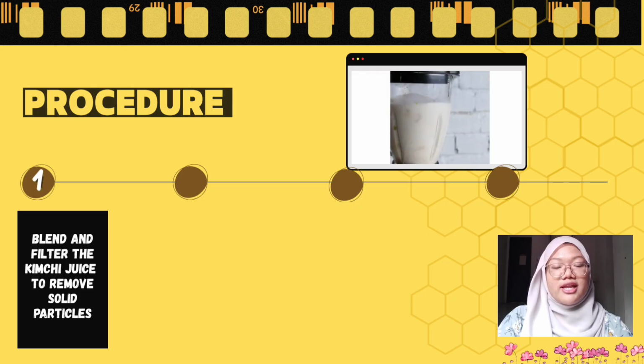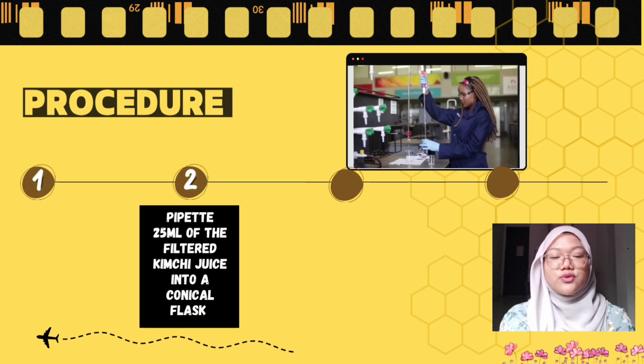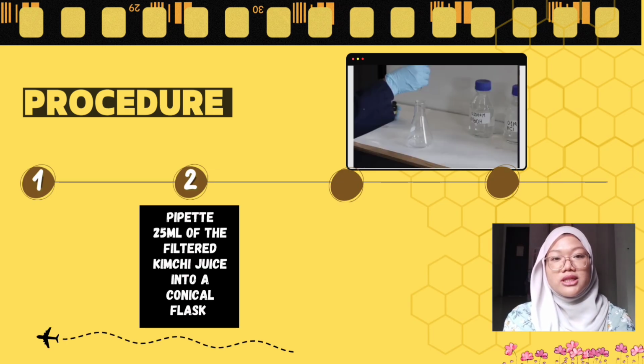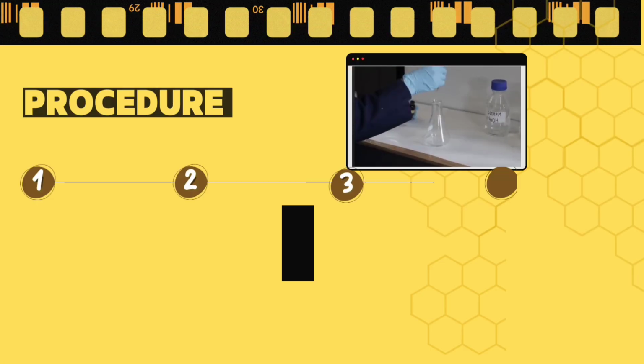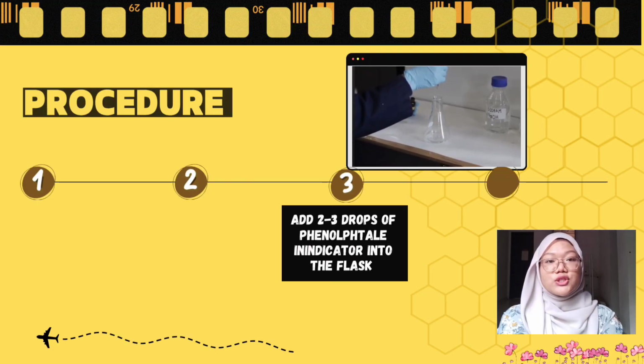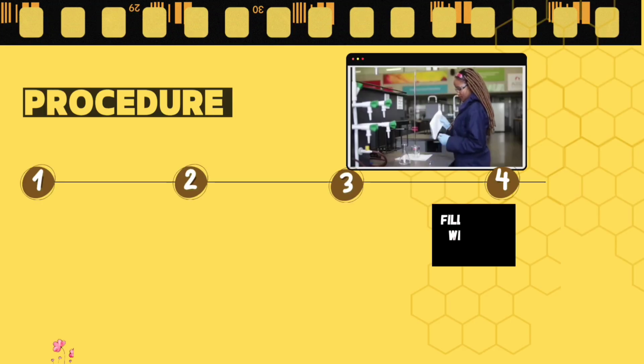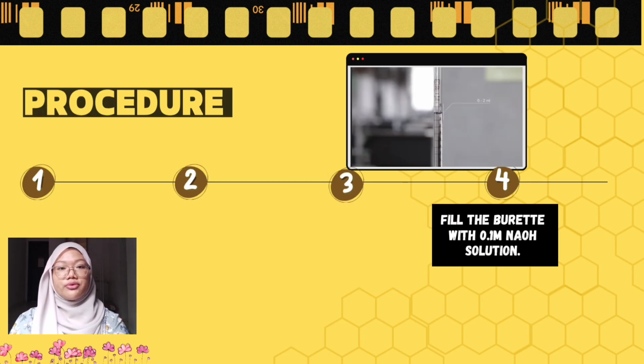Firstly, we need to blend and filter the kimchi juice to remove all the solid particles. Next, we need to pipette 25 ml of filtered kimchi juice into a conical flask. Add 2 to 3 drops of phenolphthalein indicator into the conical flask. Fill the burette with sodium hydroxide and use the dropper till it reaches the calibration mark.